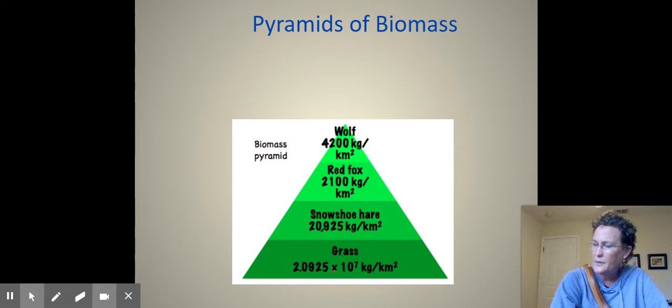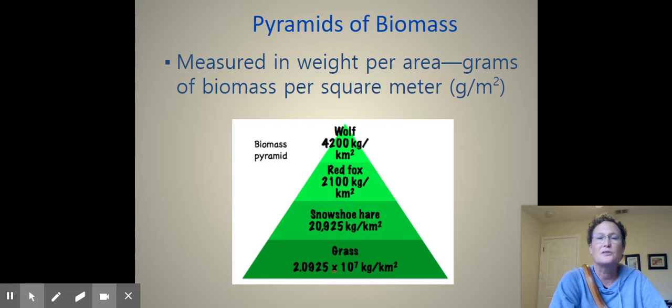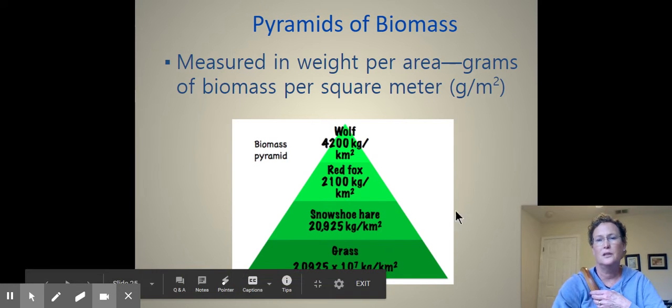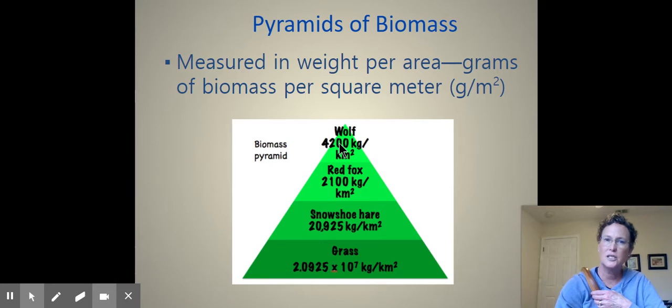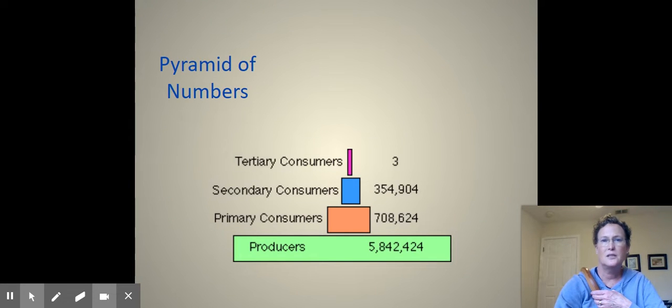So here is some biomass pyramids. Okay, so it's measured in weight per area, grams of biomass per square meter. So grams per meter squared. It's going to be like what a biomass pyramid is. And at the bottom, you have your producer, you have your primary consumer, your secondary consumer, and in this case, a tertiary consumer. So here's pyramid of numbers.